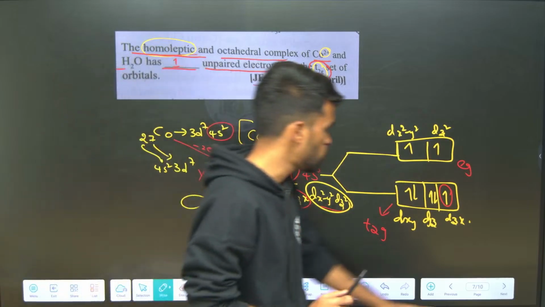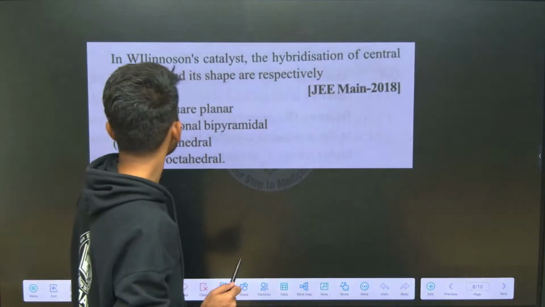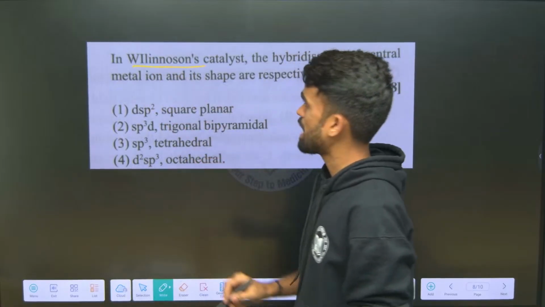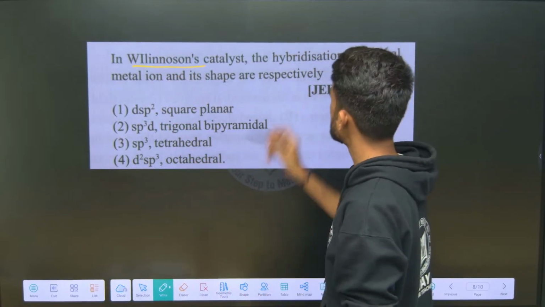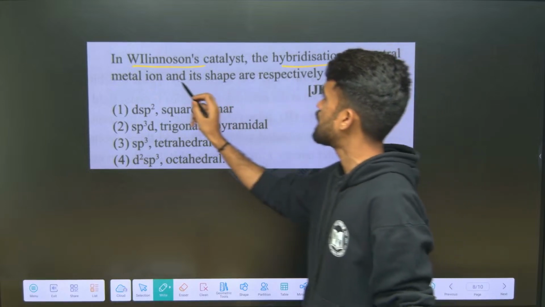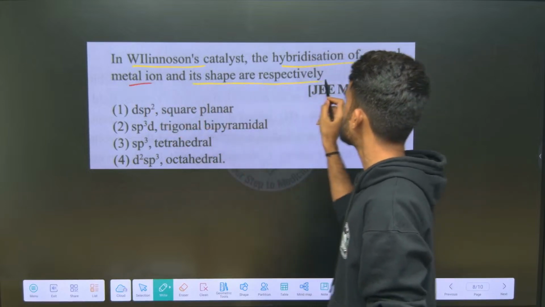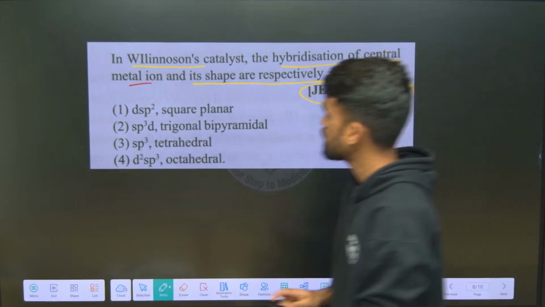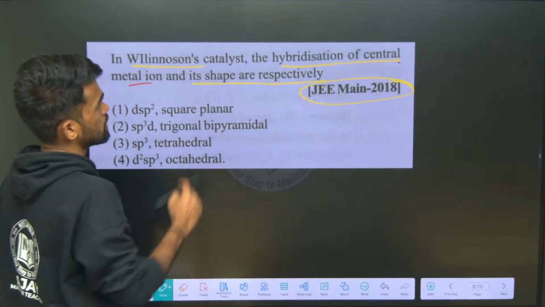Let me move forward with one more question. What is Wilkinson catalyst? In Wilkinson catalyst, the hybridization of the central metal ion and its shape are, respectively... Again, a JEE Mains question. What are they asking? The hybridization of the central metal atom.